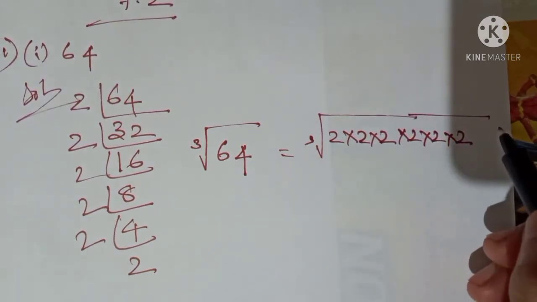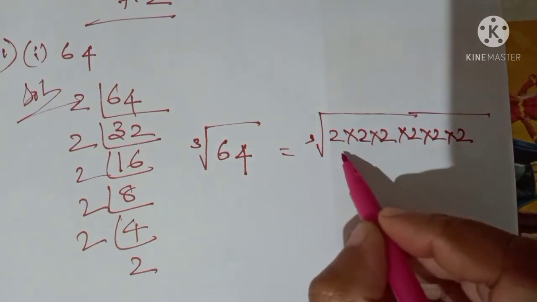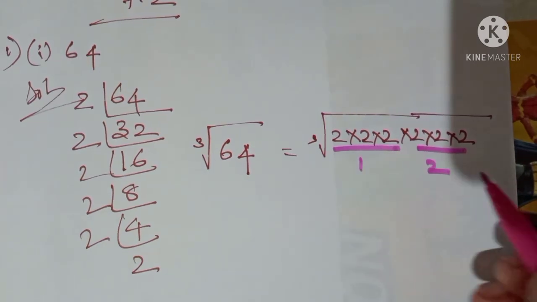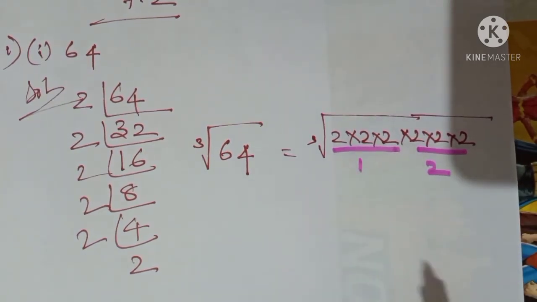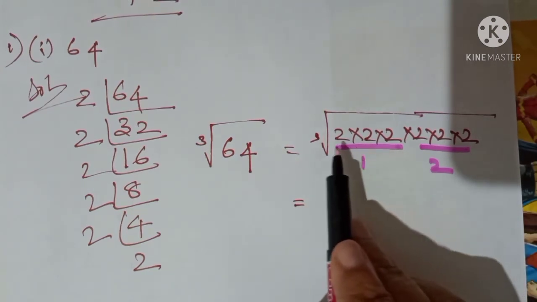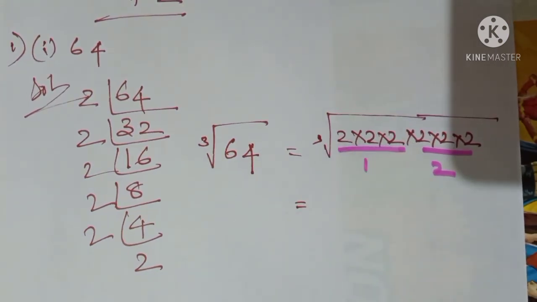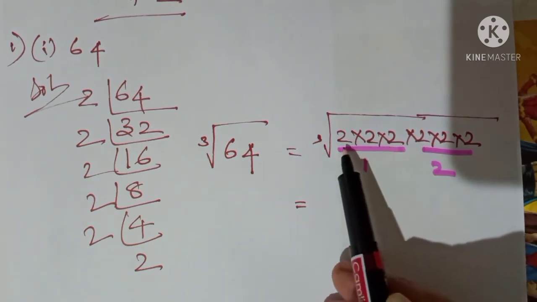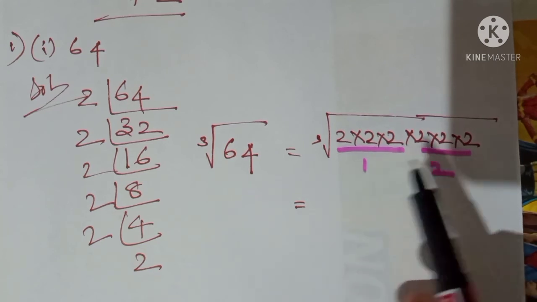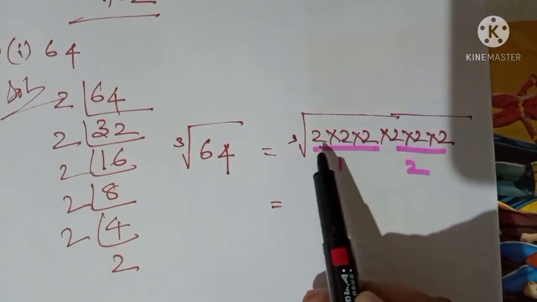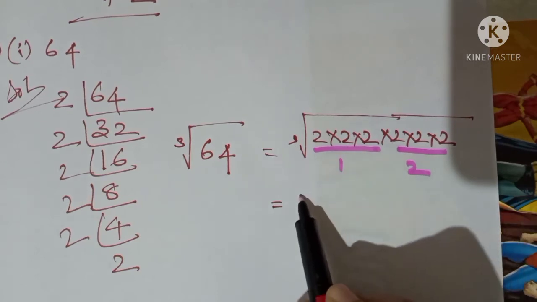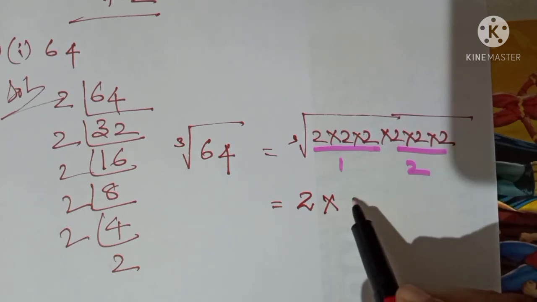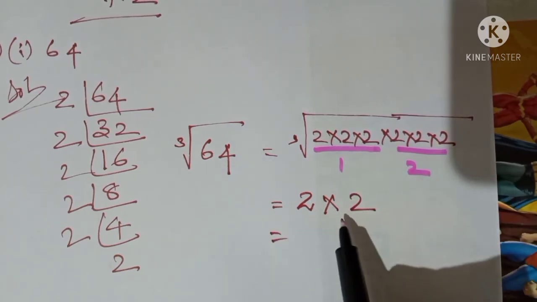Okay. So here how many groups are there? Here we'll group it by 3, right? So this is one group and this is second group. For square root we will pair it by 2 and take 1 outside, right? Here we are grouping by 3. So from this first group take 1, 2 outside. The same way from the second group, take 1, 2 outside. So 2, 2s are, then multiply and write down the answer.